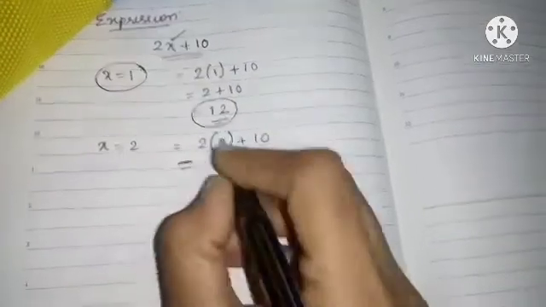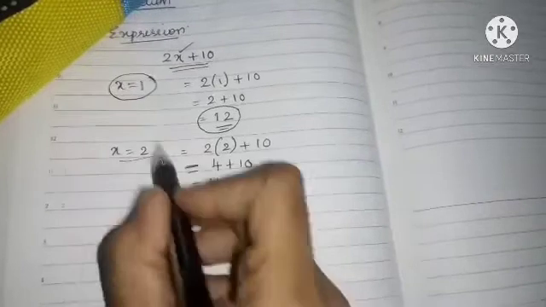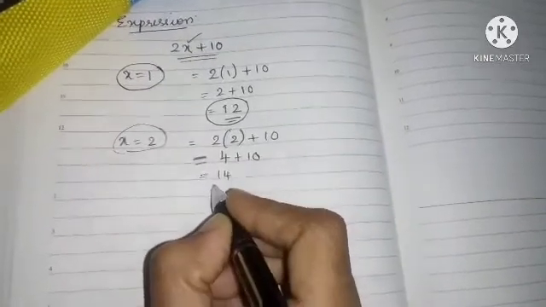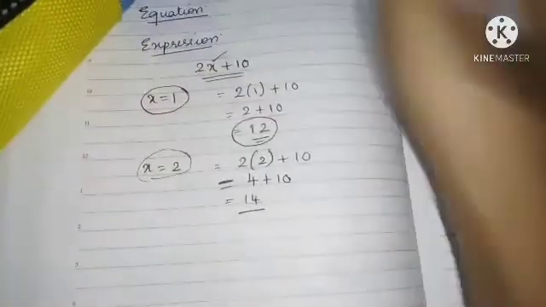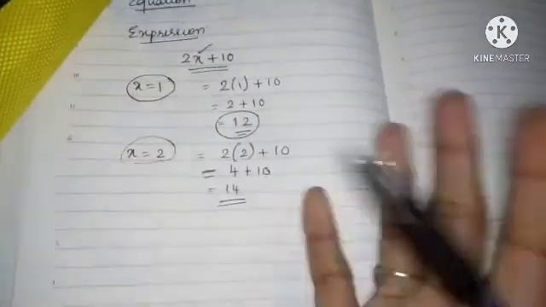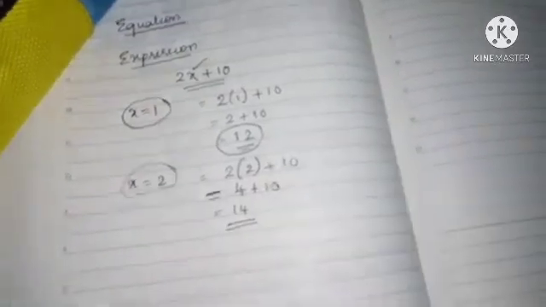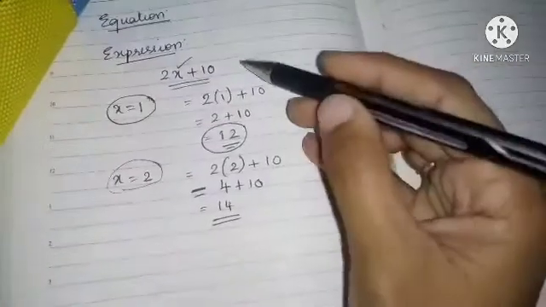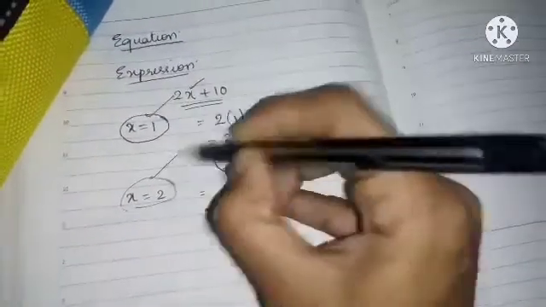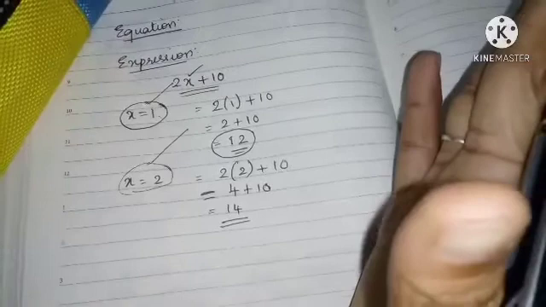2 into 2, 4. 4 plus 10, 14. So when x is equal to 2, the value of the expression is 14. The value of the expression changes accordingly. So this is what an expression is. When it comes to an expression, it is possible for all the values of x. Whatever values of x you substitute, according to that you will get the value of the expression.